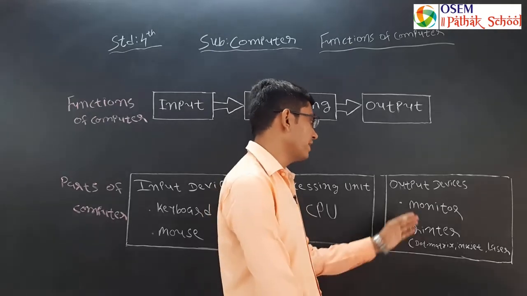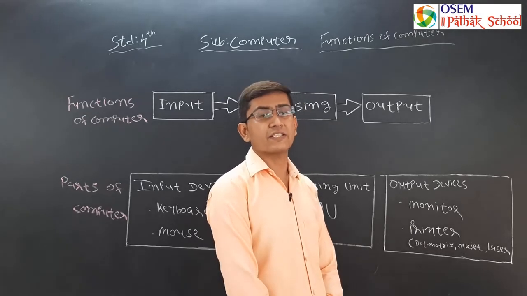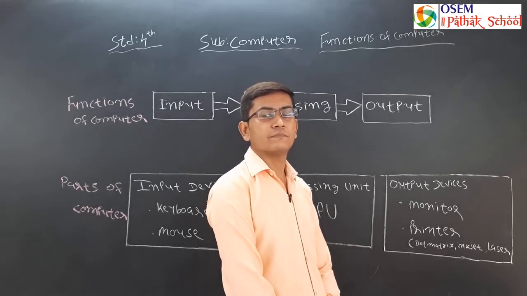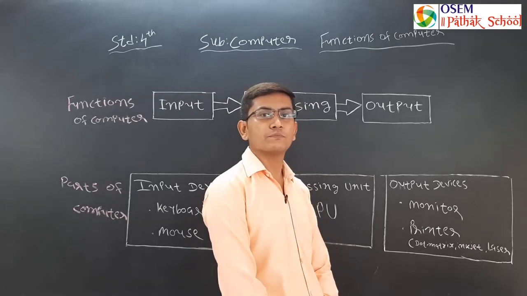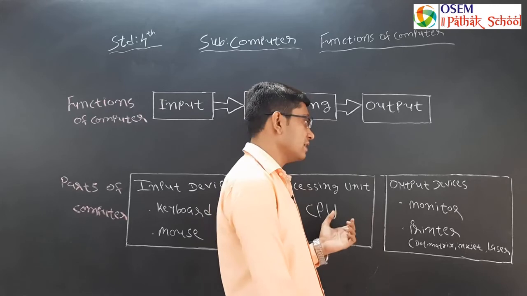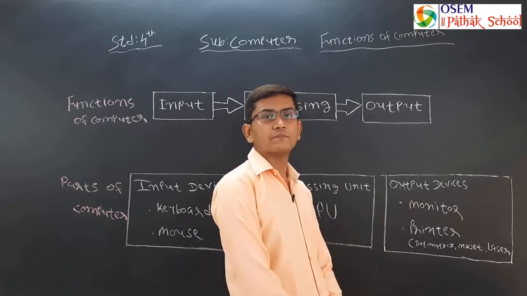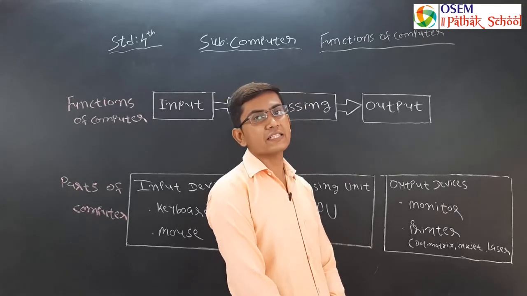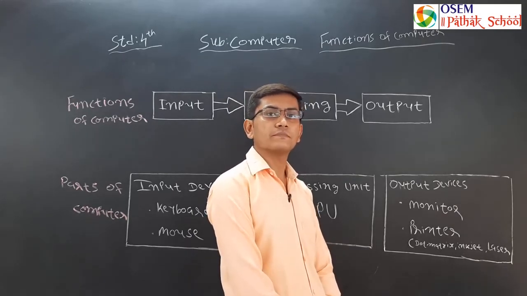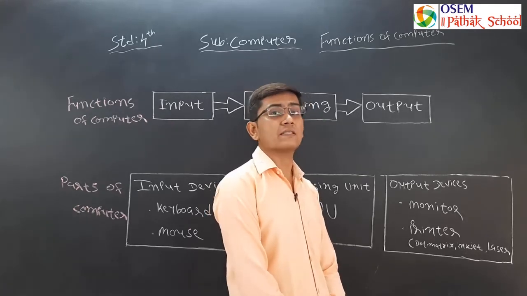Let's start with the monitor. The monitor looks like a TV screen. It displays whatever you type using the keyboard. After processing, the data can be displayed onto the monitor. It is called soft copy data. You can only read this data. So the monitor is one type of output device.